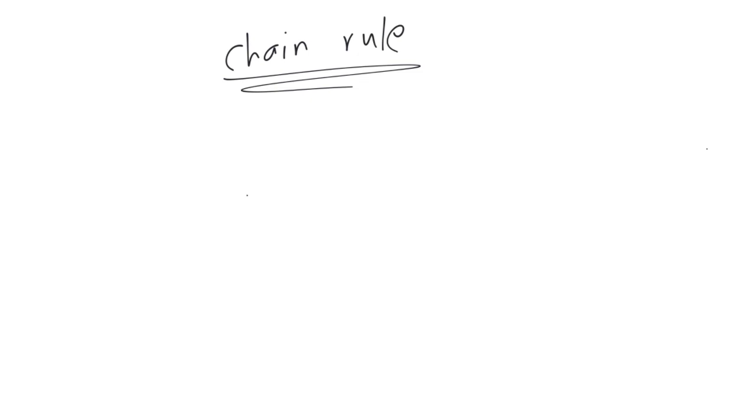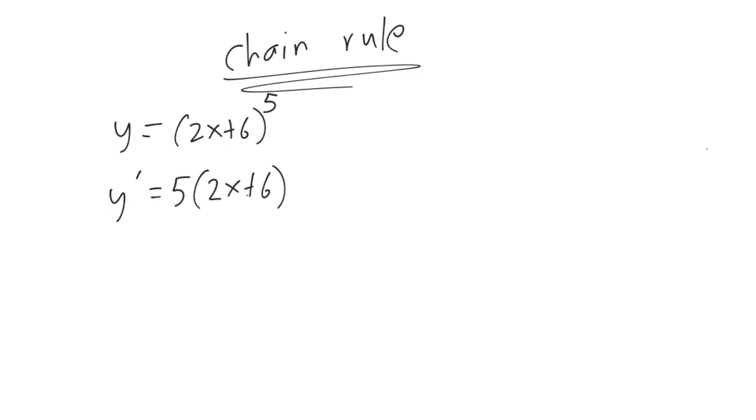So say, for example, you have y equals maybe like (2x plus 6) to the fifth power. You look at this and say, overall, I have something to a power. That means let's use the power rule. So the derivative will be 5 times that same stuff to the fourth, (2x plus 6) to the fourth. I just used the power rule.